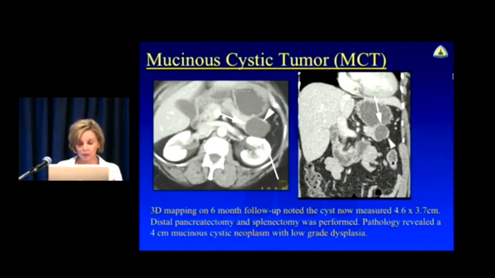Could you have followed this? You could have, but at some point you're worried that that low-grade dysplasia will turn into invasive cancer. And so that's the decision that you have to make, and you have a 62-year-old healthy female, it's probably worth the surgical risk to do the distal pancreatectomy.